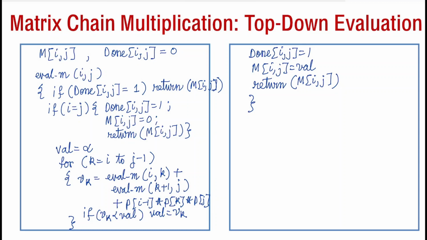Because it computes every Mij exactly once, there are order n squared Mij values. For n such matrices, we have an n by n Mij array, and for each such entry we have to do an internal for loop of k, which will be at most order n, so the total complexity of the algorithm will be order n cubed.